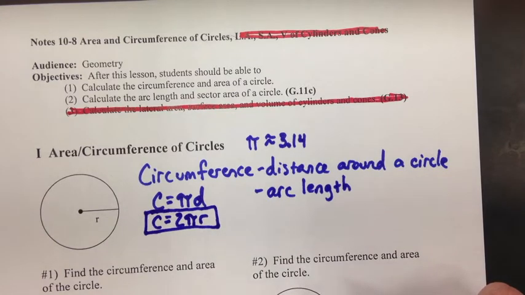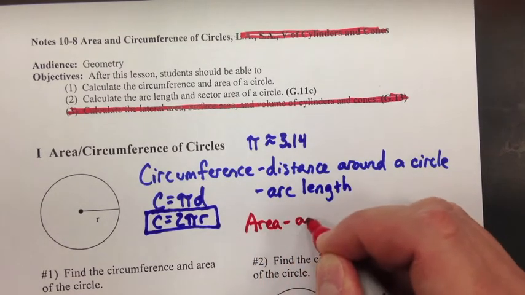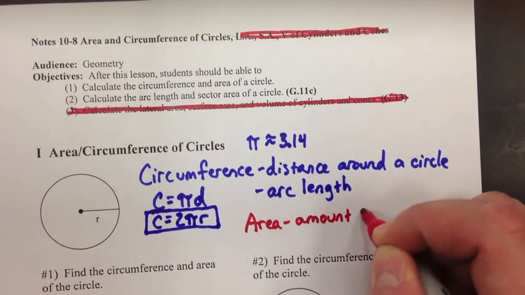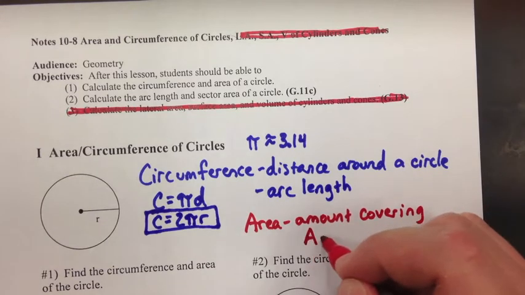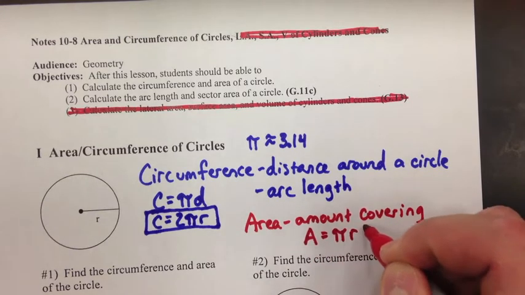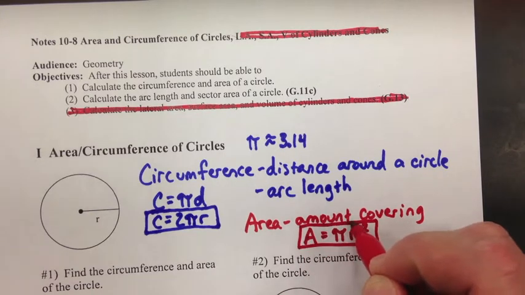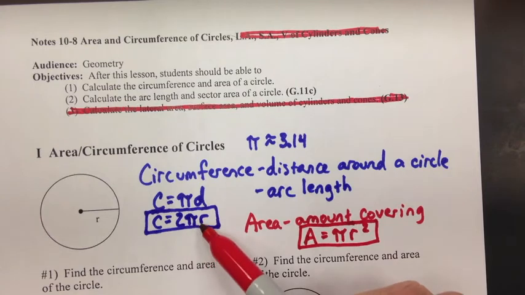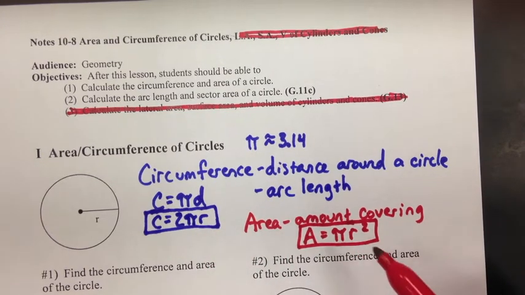And the reason I'm going to use that is because of the area formula. Now area is the amount of covering of something. The formula for area is pi times radius squared, pi r squared. So circumference is 2 pi times the radius, area is pi times the radius squared. Okay, so those are the two formulas we're going to be dealing with today. And a lot of this will be on the calculator that you can use.